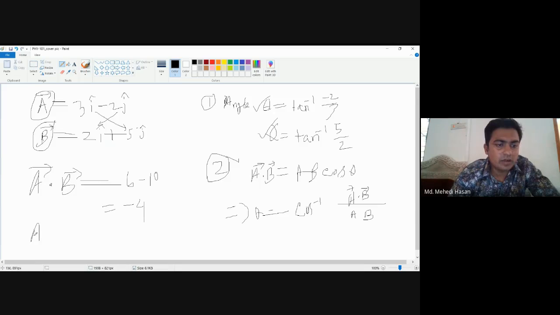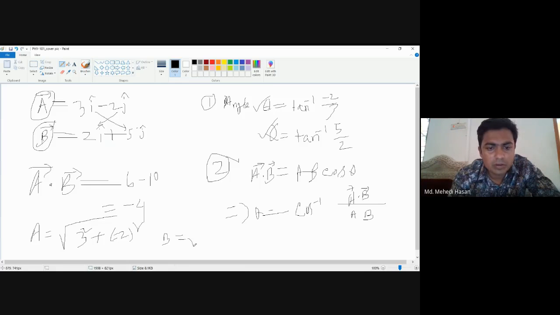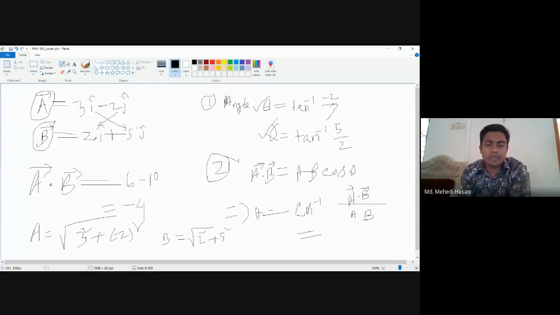In case of the magnitude of A, this is equal to root over 3 square plus minus 2 square, and for B, root over 2 square plus 5 square. Now if we put the values of A dot B, A and B here, you can easily find out the angle between A and B. So I think it's clear to you what is the difference between the angle produced by a single vector with the x-axis and the angle between two vectors. Okay.